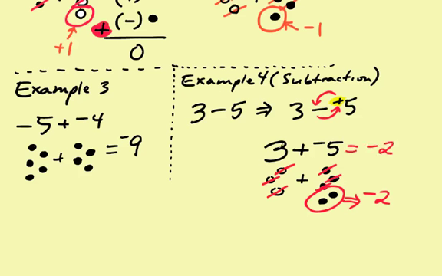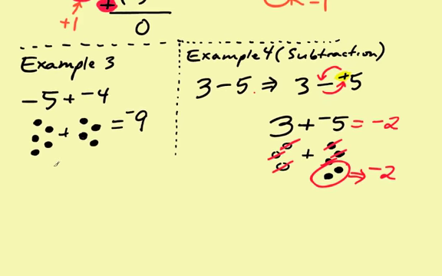3 plus -5. These two are the same. 3 minus 5 and 3 plus a -5. Those are exactly the same. They will give you the same answer. Alright, so that's switching.